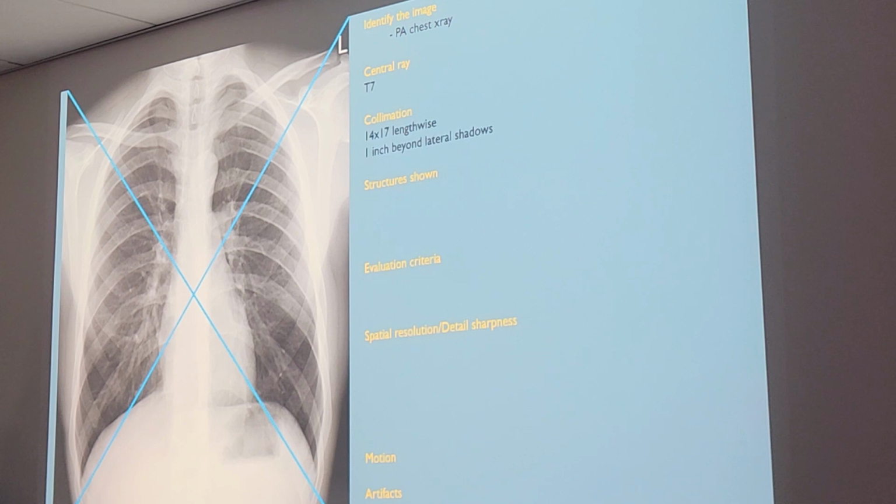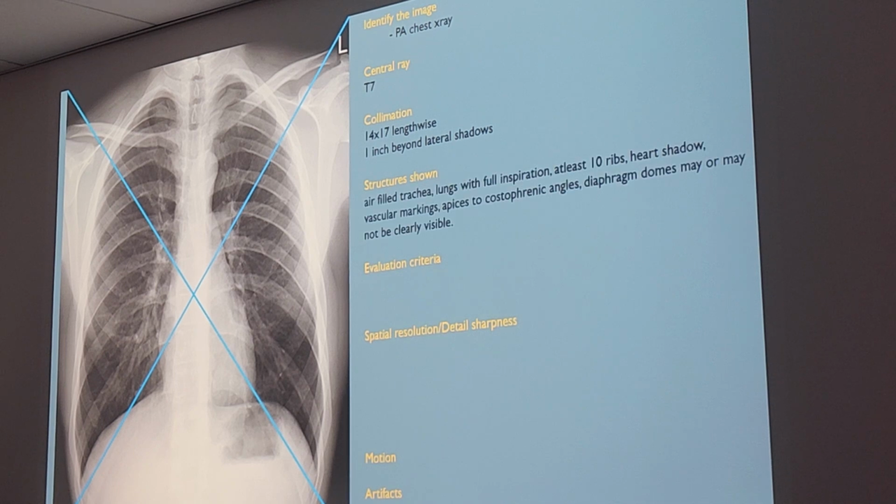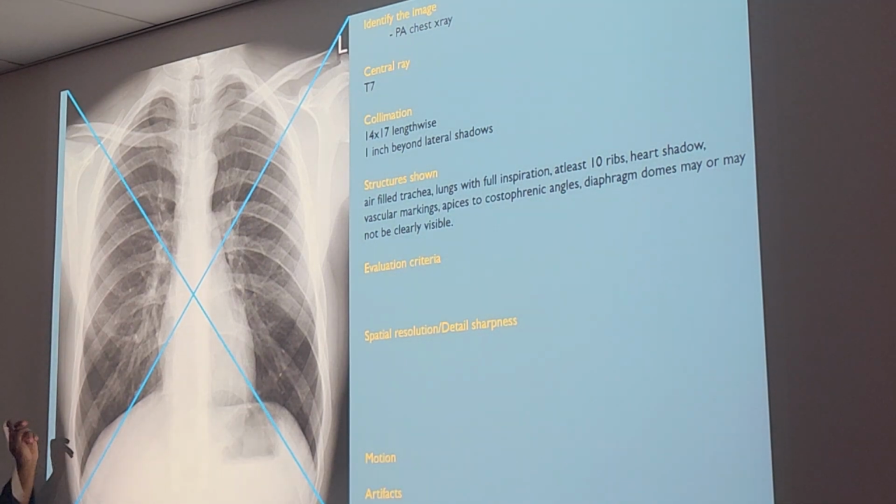Collimation, 14 by 17 lengthwise. What about the edges? 1 inch beyond lateral shadows. What do you mean by that, ma'am? On the edges here, there should only be 1 inch of light after the anatomy.